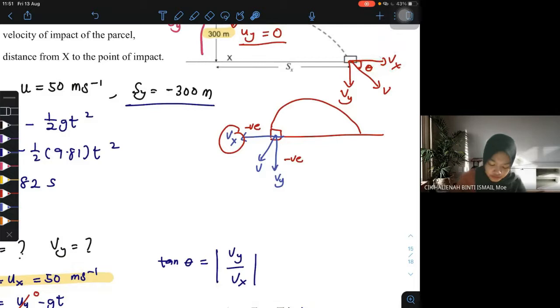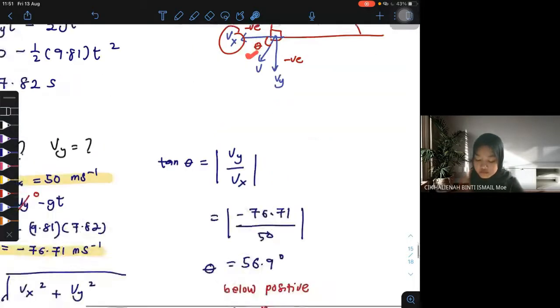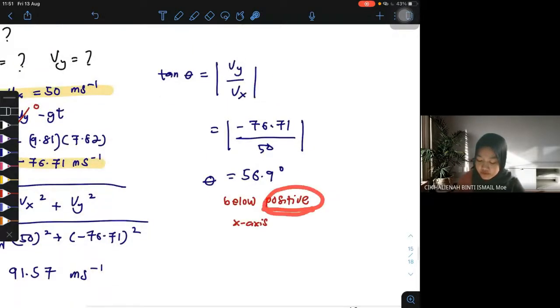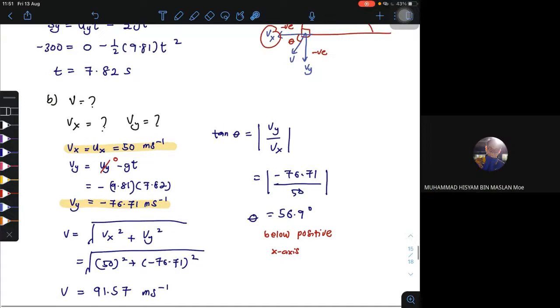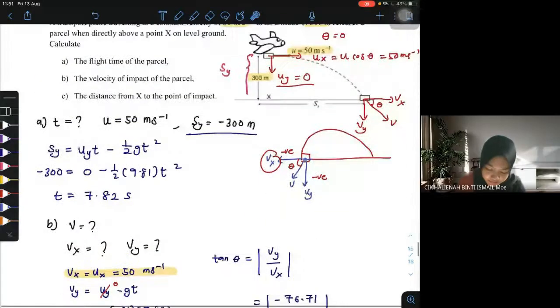So kalau kita punya projectile tu macam ni lah, angle tu dekat sini. So dekat sini kita cakap lah below negative x-axis. Macam tu. So always include the positive and negative. Okay, boleh? Boleh Miss. Okay, ada soalan lagi?